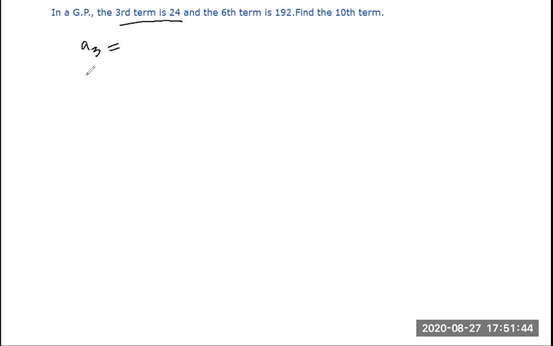What is the formula for the nth term in a GP? An is equal to, tell me students, the general term in a GP. An is equal to... What is the formula for the nth term? An is equal to, yes Ishma? A into r raised to power n minus 1.